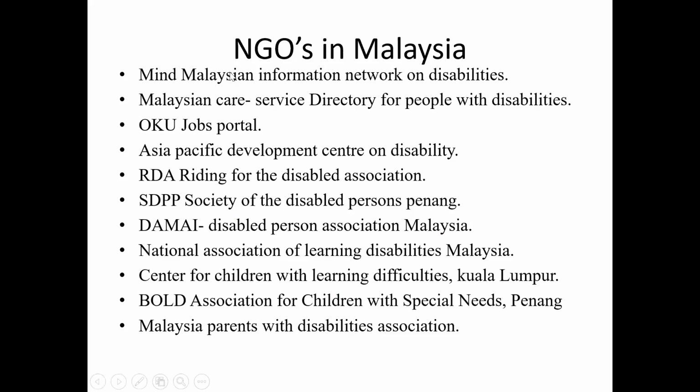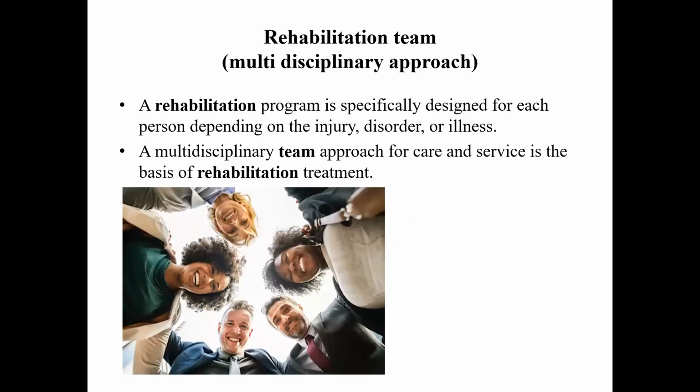For example, there is Mind, the Malaysian Information Network, which covers the psychological aspect. This is the OKU job portal, where people with disabilities can look for jobs. Then you have the Disability Association. This is just a little bit, but there are more and more NGOs in Malaysia working in this area. Now you have seen the different aspects of rehabilitation.